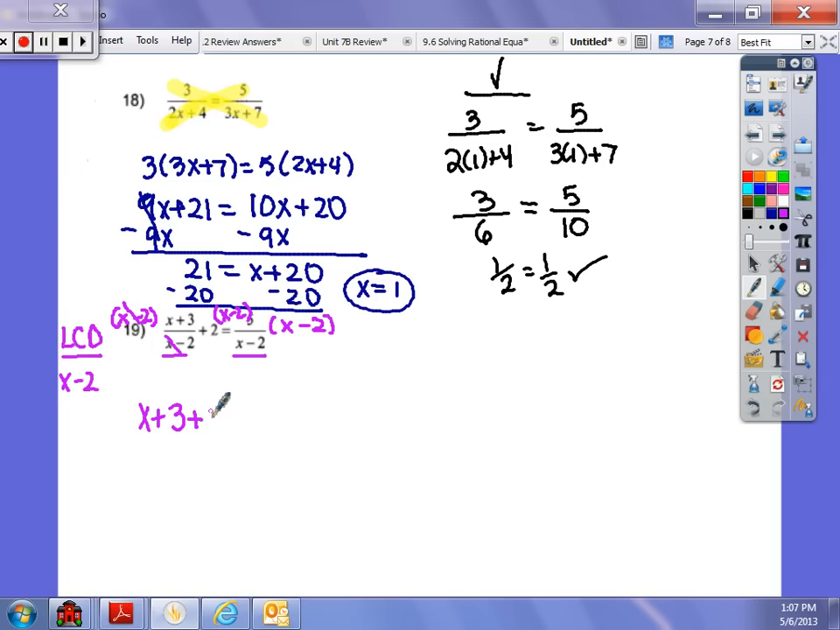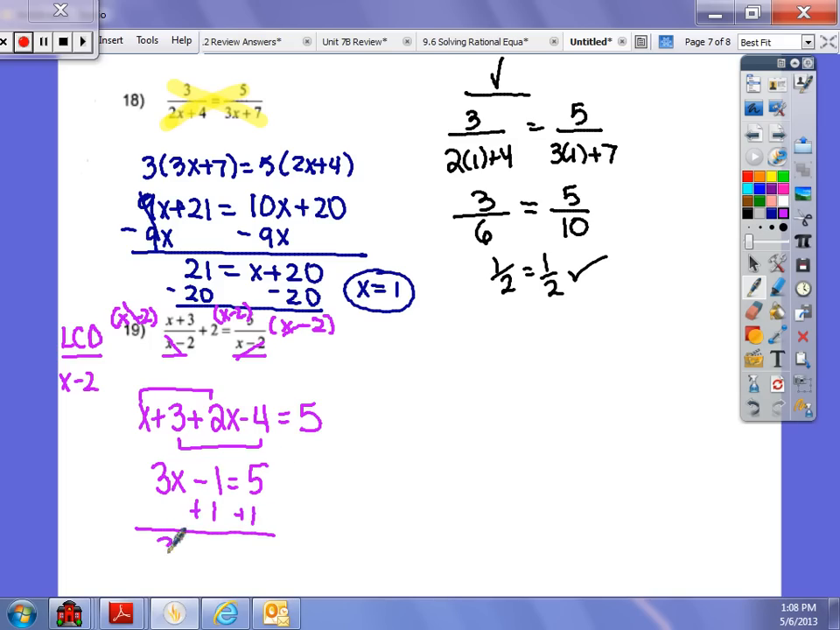Distribute the 2, and you're left with 2x minus 4. Here, there's an x minus 2 on the top, x minus 2 on the bottom. They cancel out as well, and you're left with 5. So now we just have to combine like terms, or as Jeffrey calls it, CLT. And you're left with 3x minus 1 equals 5. A really nice, simple equation. So we have a two-step equation. 3x equals 6. Divide by 3, x equals 2.